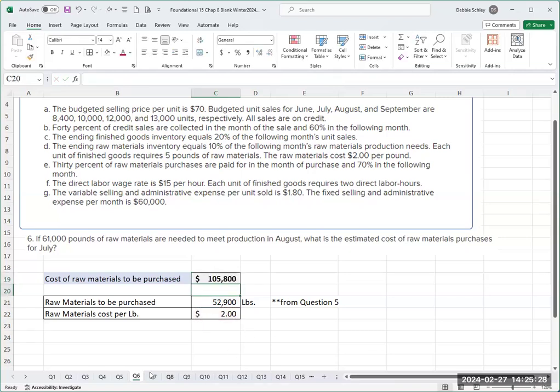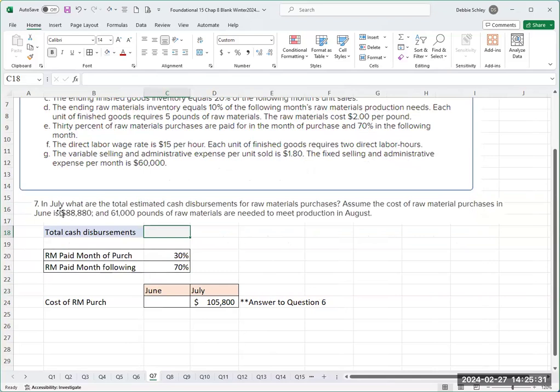Okay, question 7. In July, what are the total estimated cash disbursements, which means payments, for the raw materials purchases? Assume the cost of raw materials purchased in June was $8,880. And then we figured out July's cost of purchases in question 6. So cash disbursements just means what part of my accounts payable am I going to pay off?